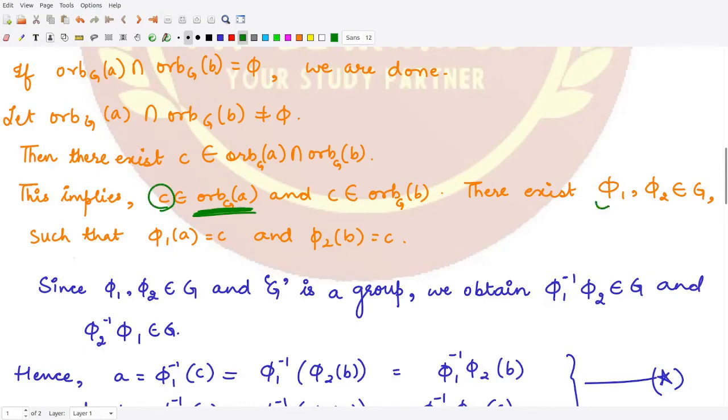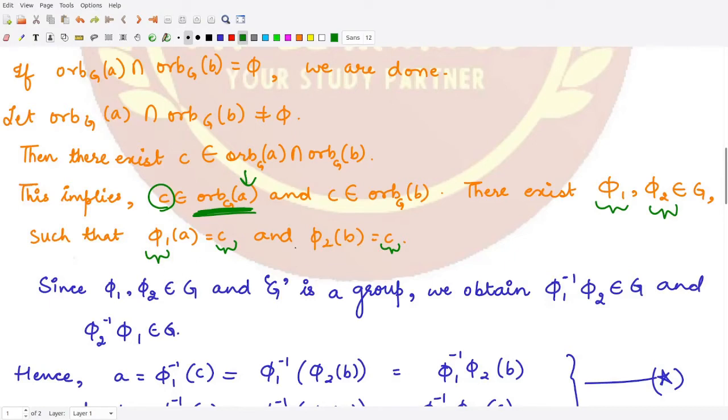So we consider phi 1 and phi 2 to be two permutations from G such that phi 1 of a gives us c and phi 2 of b gives us c. Since c is a member of the orbit of a, it would be the image of some permutation, say phi 1, and since c is a member of the orbit of b, it would be the image of some permutation, say phi 2. It could be anything, so we are assuming them to be phi 1 and phi 2.